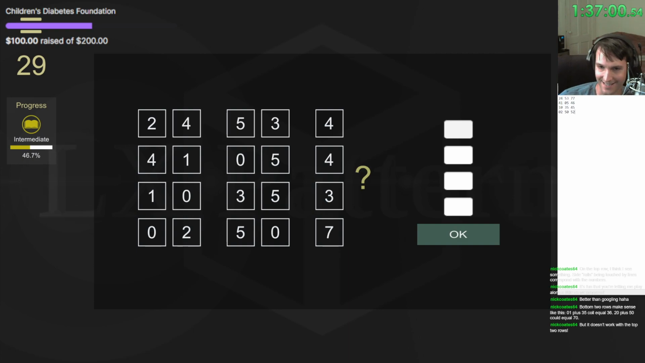Seven, man, that seven is messy. It's also tricky because it's the only one that isn't in the left side of the first two boxes. Like, the three exists in here, the four exists in here, and the four exists in here. This seven. Seven doesn't help us with that logic. It's like it's something else.